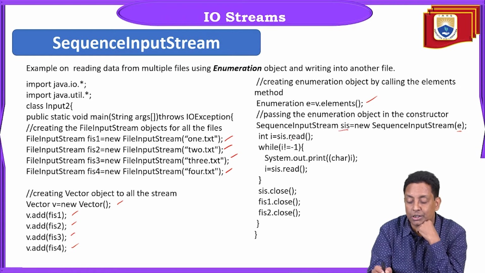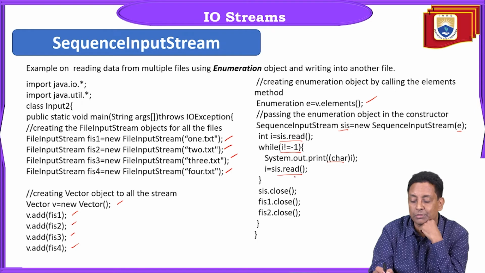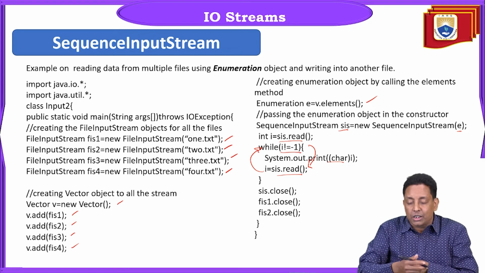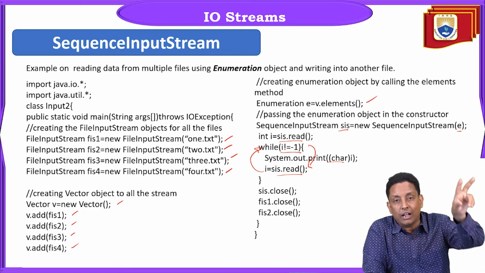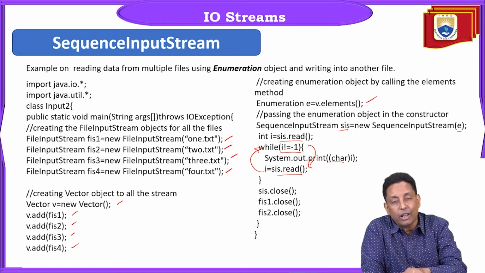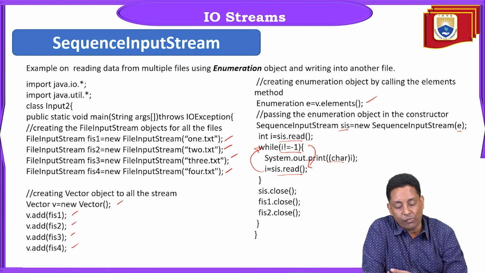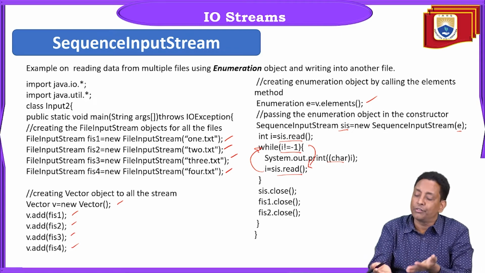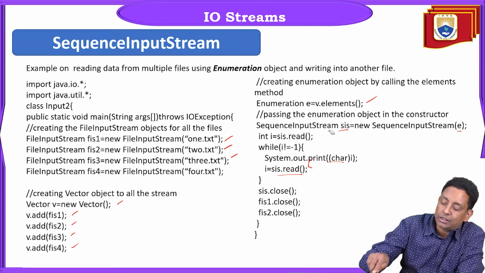From the sequence input stream, you read each byte. If it is not -1, print it. Read another byte, like that till the end of the stream. The difference from the previous program is that there we read data only from two input streams, and here we are reading from multiple input streams. There we wrote it into one file, and here we are printing onto the console. If you are interested, you can write it into an output.txt file.